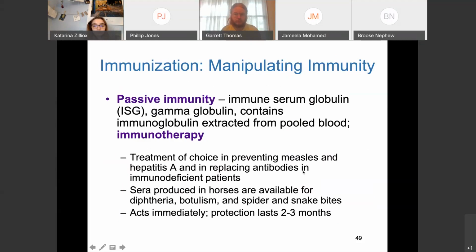All right, so here's passive immunity. Immune serum globulin, ISG, or gamma globulin, contains immunoglobulin extracted from pooled blood. So like you said, if you had a snake bite or spider bite, we give you that immunoglobulin. It's pooled, and we hope that we can at least find something similar. These antibodies will attach to the antigen and make it bigger or more noticeable for your macrophages and monocytes to go in, attach, and clean it up. So things like botulism, spider, snake bites. Protection lasts for about 2 to 3 months, so that's good. Good that we have it.